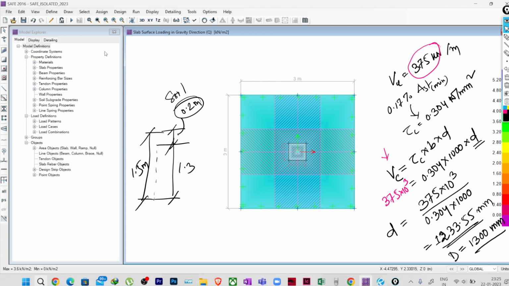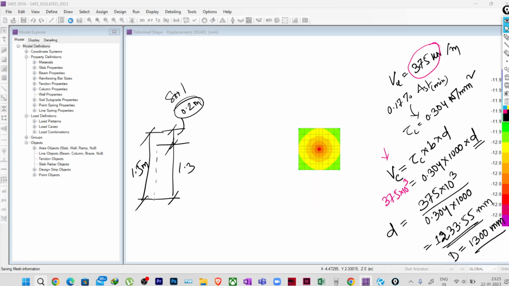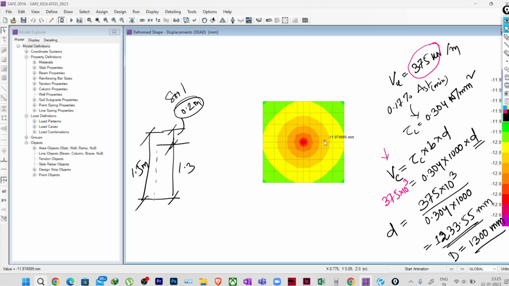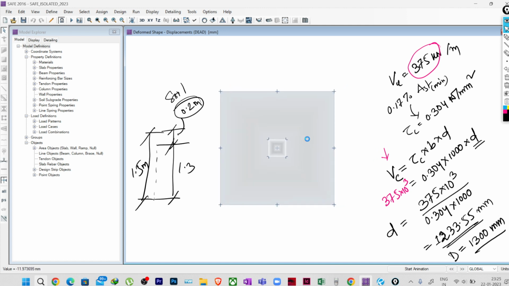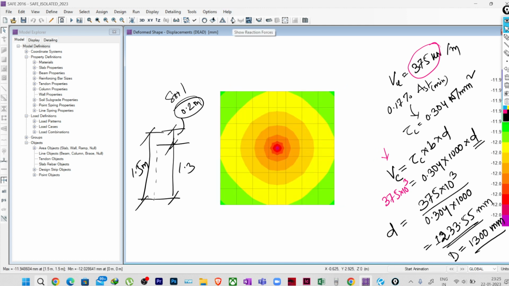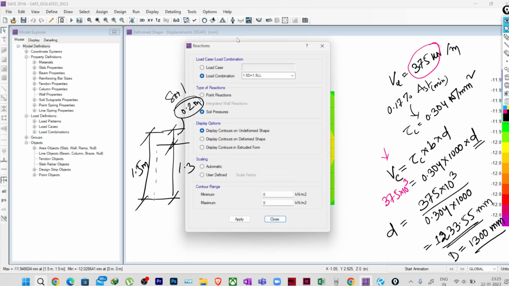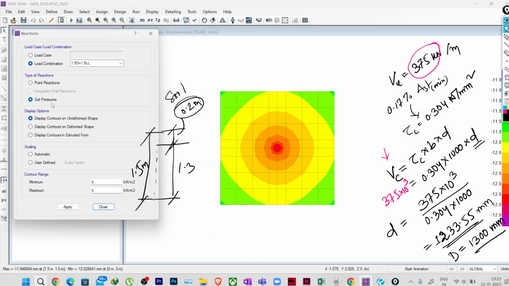per meter square. Now we'll run the analysis and design, and first of all, as we have increased the depth, I have to see the pressure. So I will go to show reactions. I'll go to soil pressure and I will change the load to 0.1 dead load, 0.1 live load, and my earth pressure load of your mesh file.